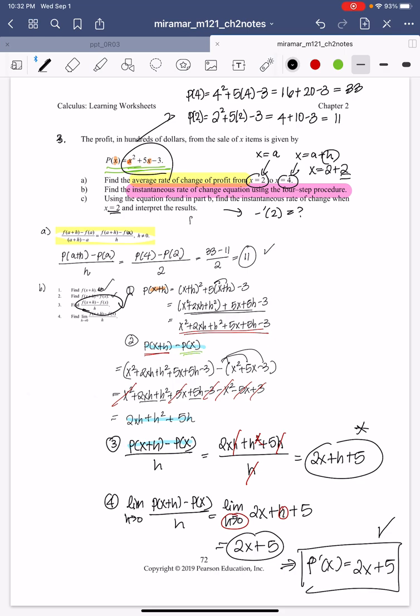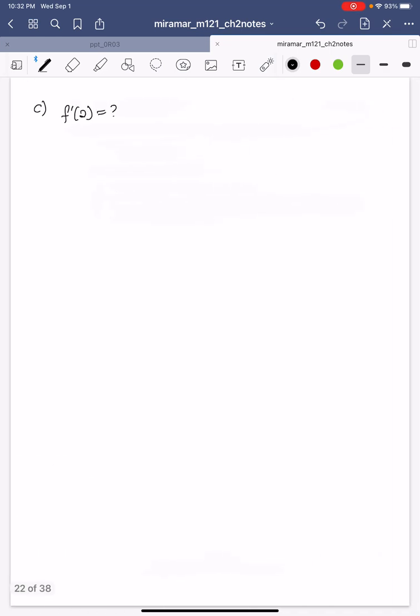Okay. So now let's answer the final question using the equation that we found in part B, which is this one that I boxed right here. Find the instantaneous rate of change when x equals 2. So we're going to plug in 2 and interpret this result. So p prime of x was 2x plus 5. So p prime of 2 is 2 times 2 plus 5, which is 4 plus 5, 9.